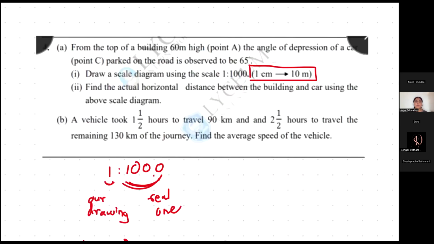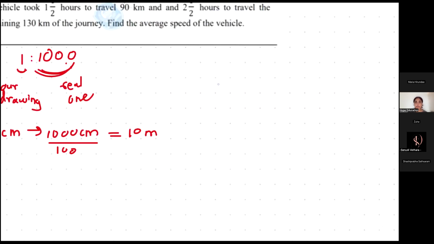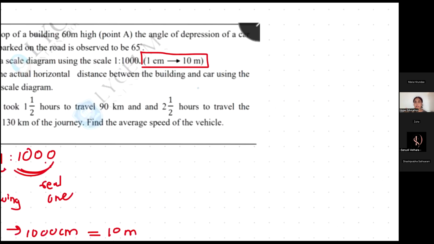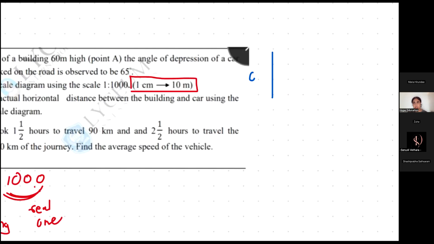From the top of a building 60 meters high. So we have a building. Let me draw a small sketch. Always, before drawing scale diagrams, draw a little sketch on your rough work paper so that you have an idea. Don't just start drawing the scale diagram directly. So here is a building, 60 meters high. This is just a sketch I'm drawing, not the scale diagram. The top point here is point A.